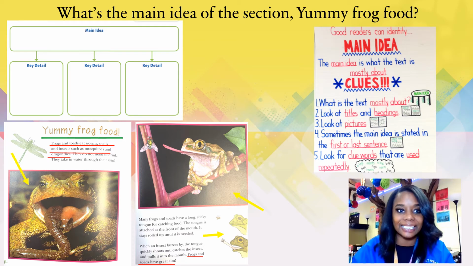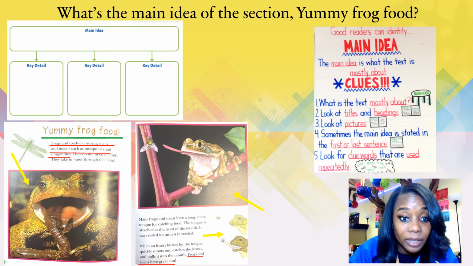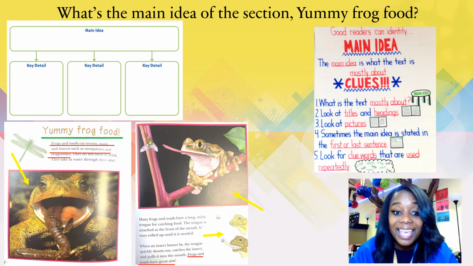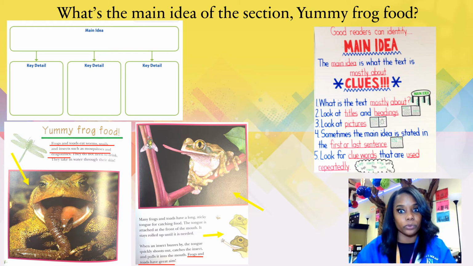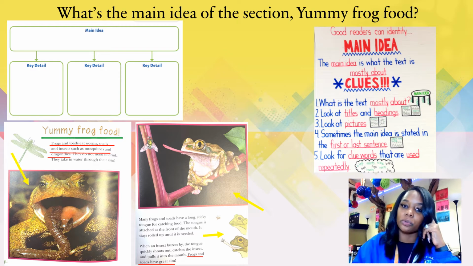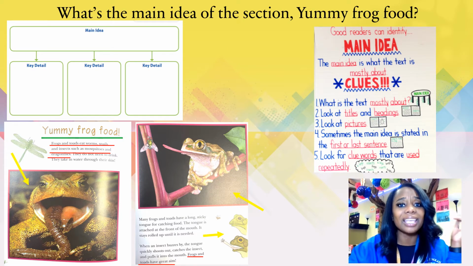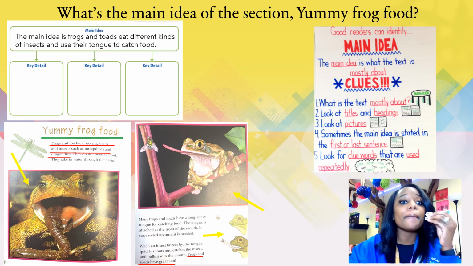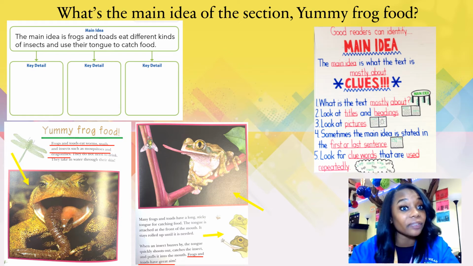But what else is this section teaching us? Well, I see food. I see frogs and toads. They're talking about their tongue and how they catch their food. Those are the words I'm seeing recurring over and over again. So now, back to my question 1. What is this text mostly about? I can say the main idea is frogs and toads eat different kinds of insects and use their tongue to catch the food.